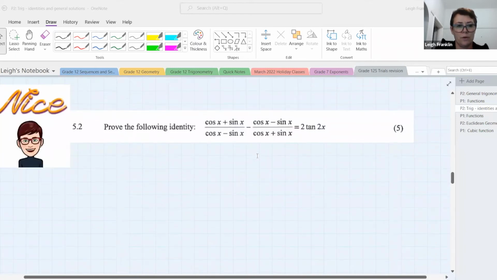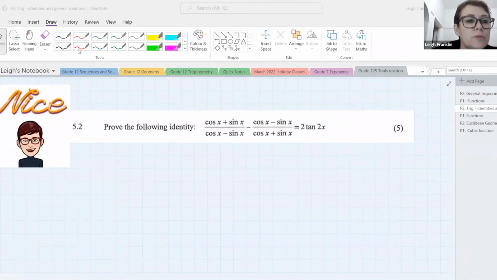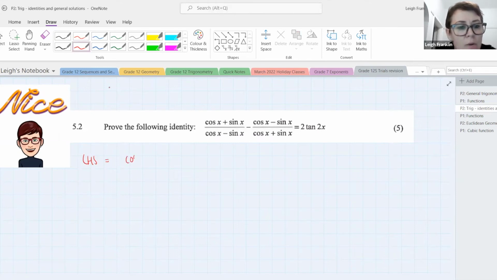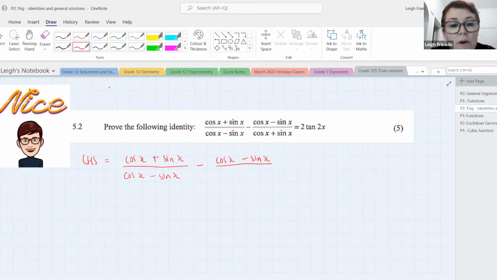Where were we? Okay. So we've got to work with the left and the right-hand side independently of one another. The first thing that we want to do is pick a side that we're going to work with. In this case, I think we're going to work with the left-hand side. So we would write left-hand side equals, and now we've got cos x plus sine x all over cos x minus sine x, minus cos x minus sine x over cos x plus sine x. Right, what do you guys think?